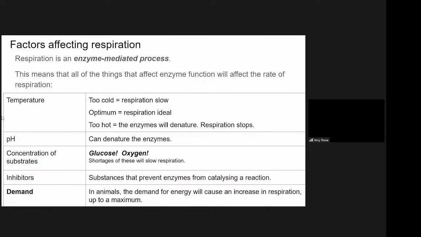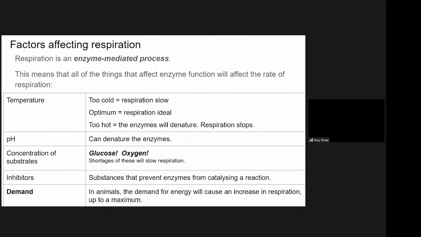But also, we need to think about the concentration of our substrates. So yes, respiration is an enzyme-mediated process, but if we go back to think about the word equation for respiration, we know that glucose and oxygen are needed to produce carbon dioxide, water, and loads of ATP. So if the concentration of glucose is low, then respiration is going to be slow. There are going to be no reactants in order for respiration to occur. If the concentration of oxygen is low, then aerobic respiration is not going to be happening. We're going to get anaerobic instead. Okay, so shortages of glucose or oxygen will slow down respiration.